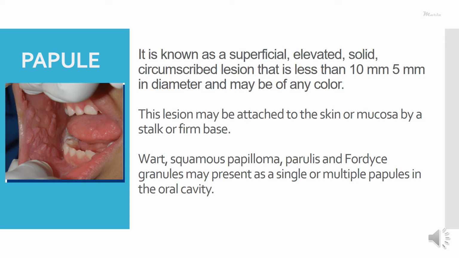These papular lesions may be attached to the skin or mucosa by a stalk or a firm base. So papules are basically elevated lesions which are elevated from the surrounding mucosa. Here in this image you can see multiple papular lesions which are less than 1 cm in dimension on the buccal mucosa as well as on the tongue.